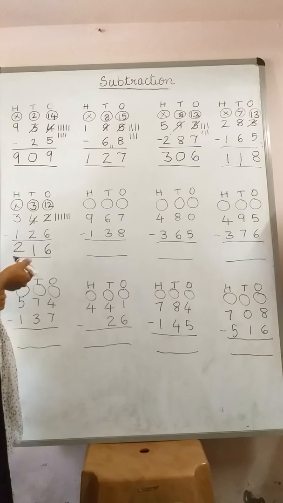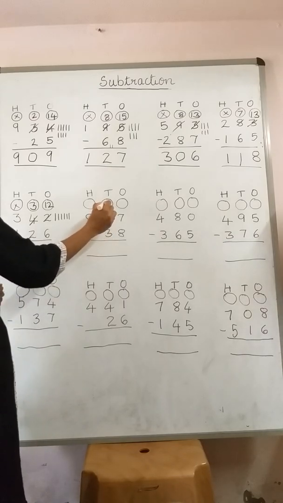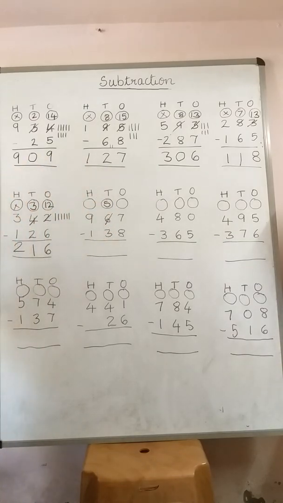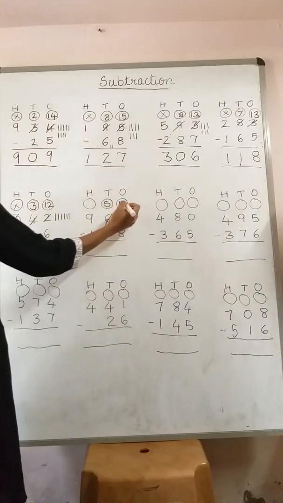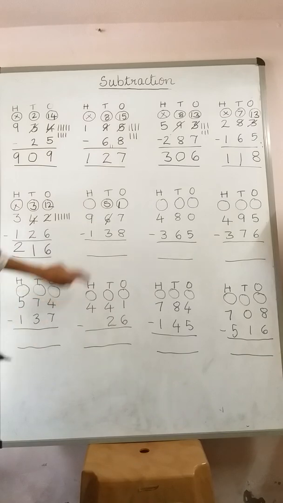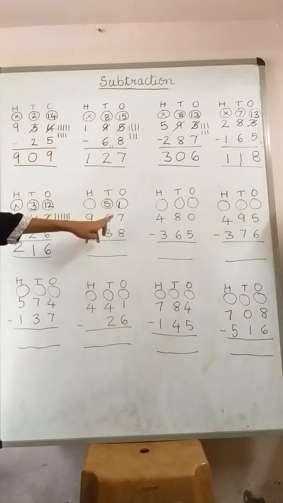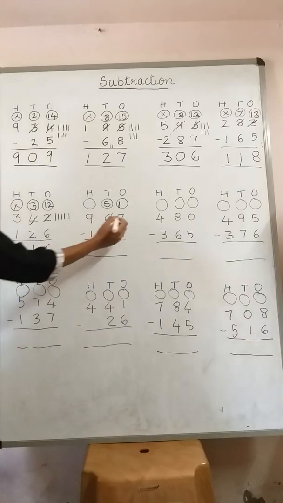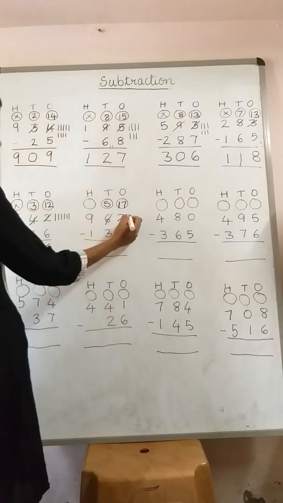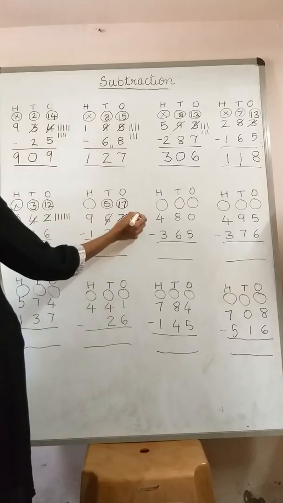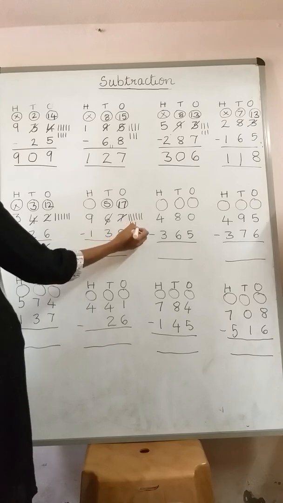7 minus 8 is not possible. Strike out and write here the before number, that is 5. Then borrow 1 from the 7. Then 1 goes to the ones place. Strike out and write here. The number has become now 17. So 8 afterwards count 9, 10, 11, 12, 13, 14, 15, 16, 17.